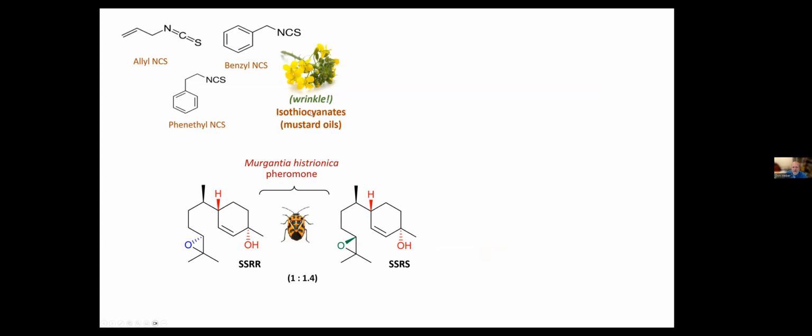Anyway, the wrinkle is that if this plant chemical is present, the pheromone required is very low. You just need a little bit.